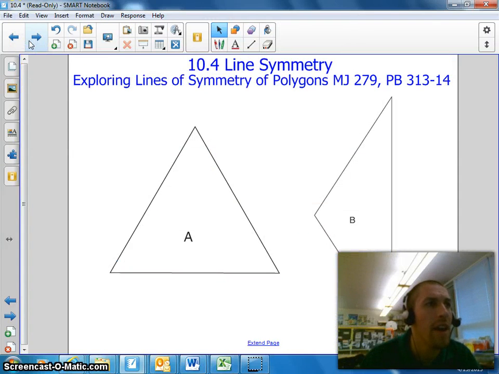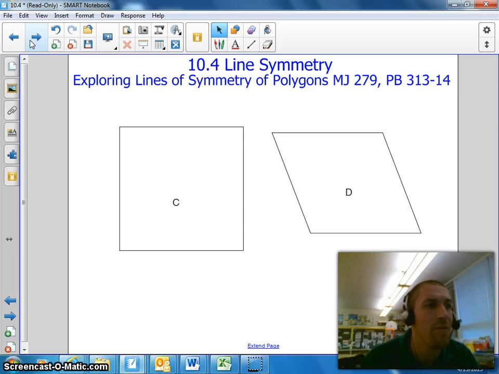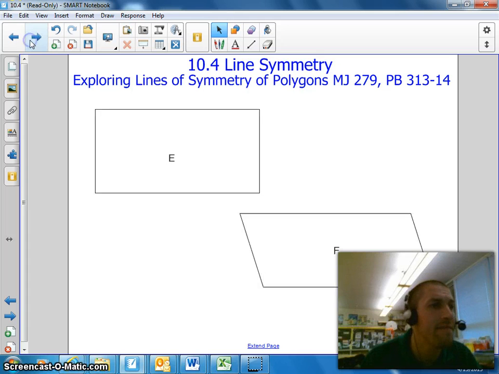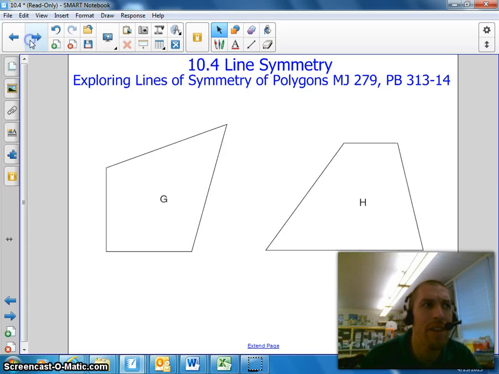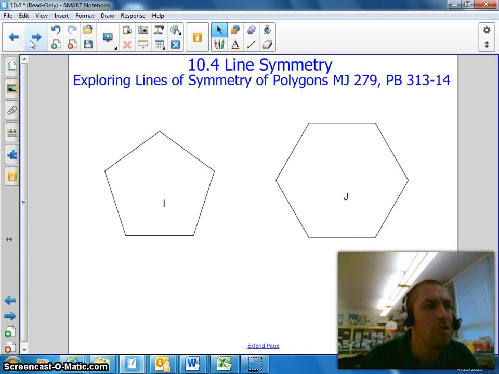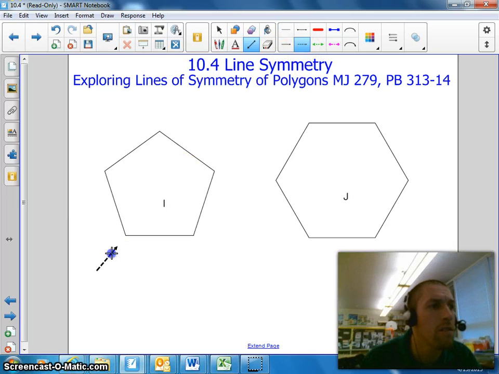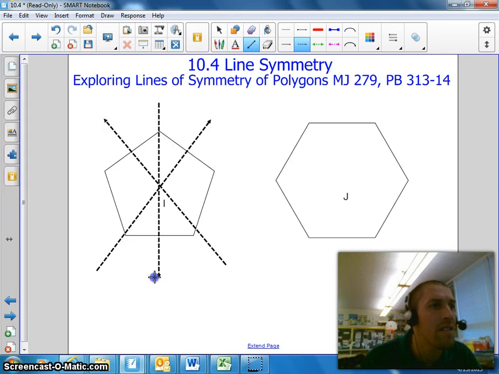So how many lines of symmetry does A have and B have? C, D, E, F. Try to figure it out. G and H. Now I hope you would realize that with this one, that's a line of symmetry. That's a line of symmetry. That's a line of symmetry. That's a line of symmetry. And that's a line of symmetry.